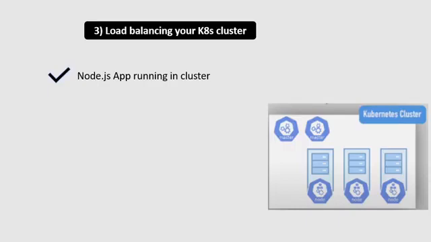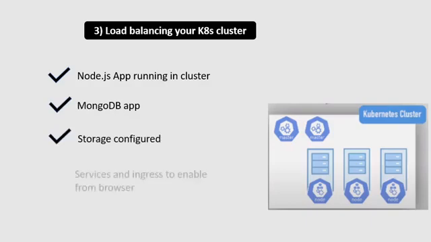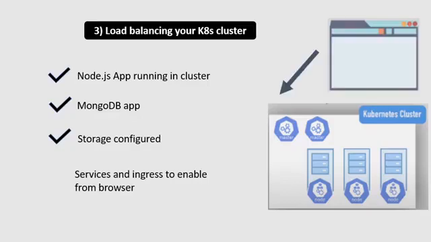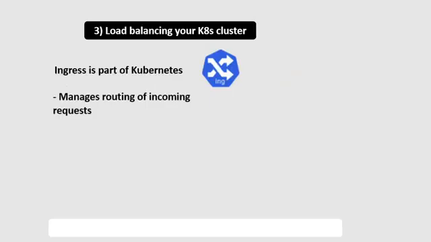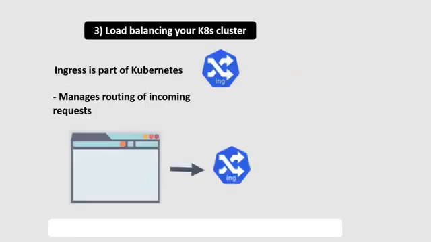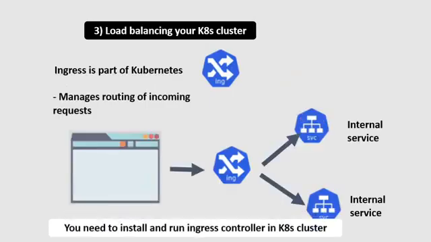Okay, so now you have your Node.js application running as well as the MongoDB database application with replicas and its storage configured. So now we need services and access from the browser through Ingress, which is part of Kubernetes, that basically manages routing of incoming requests like from a browser to internal services in Kubernetes. So in our example, you would need to install and run an Ingress controller in your Kubernetes cluster so that you can configure Ingress rules that will then route the incoming traffic to your Node.js application.